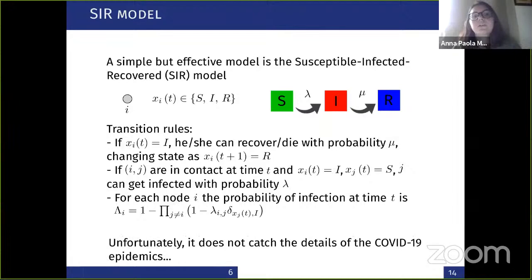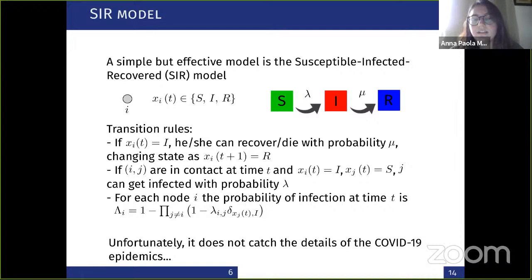The epidemic model that we deal with is the SIR model. It's a compartmental model in the sense that the whole population is subdivided into three types of states: the susceptible, the infected, and the recovered state. The process is irreversible, meaning that at the beginning of the epidemic, all the individuals belong to the S state, except for patient zero, the first infected node. Then every time you have a contact at time t, and a node i is infected, it can spread the disease to a susceptible node with a probability lambda, which is at the moment constant.